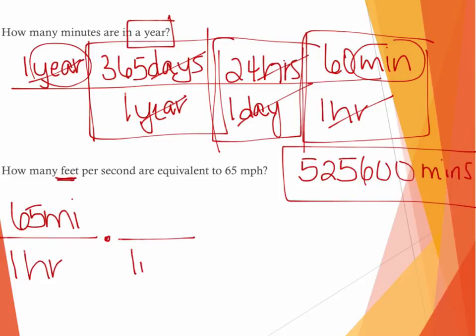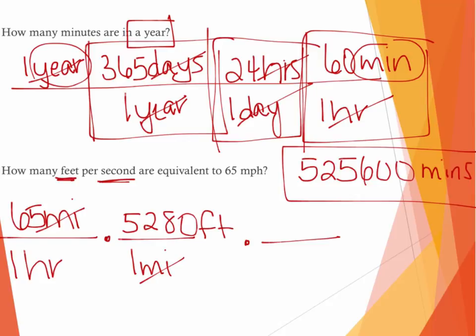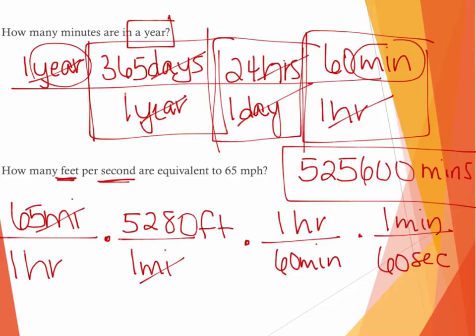And I know that 1 mile is 5,280 feet. So the miles cancel, and I'm left with feet. Now I need to go from hours into seconds. Before I go into seconds, I need to go into minutes. And I know 1 hour is 60 minutes. And I know 1 minute is 60 seconds. So I have seconds in the denominator and feet in the numerator.